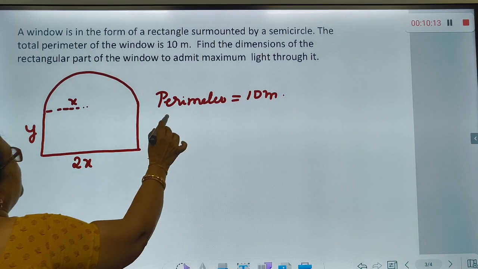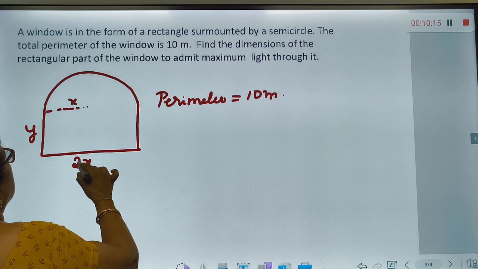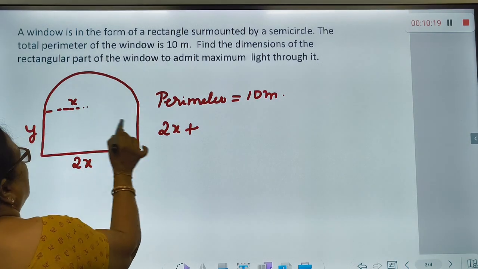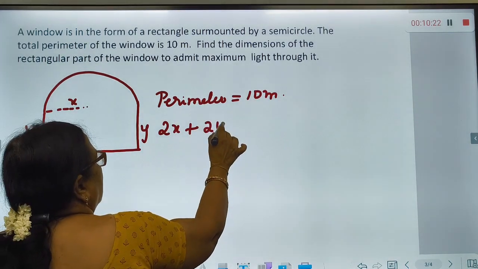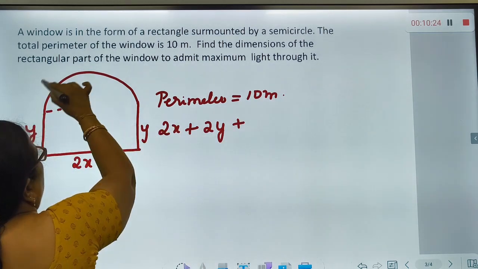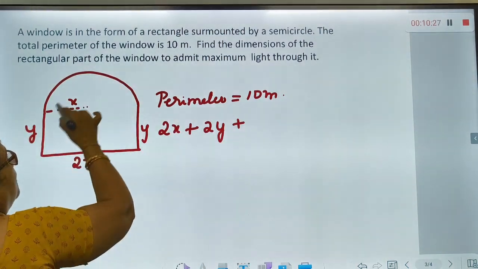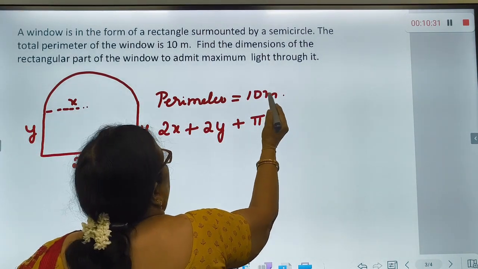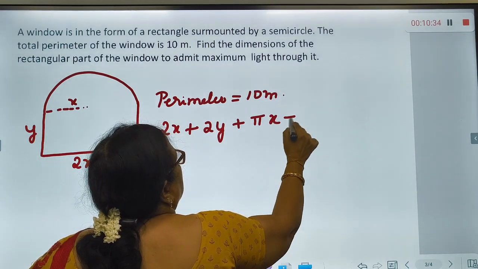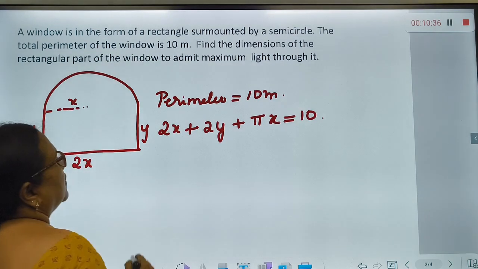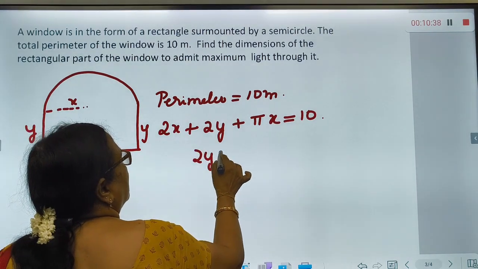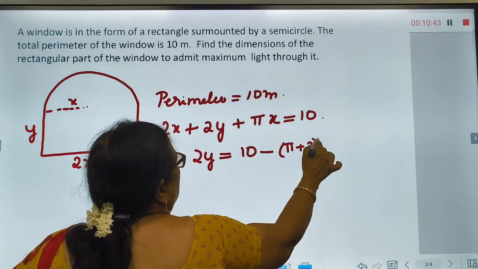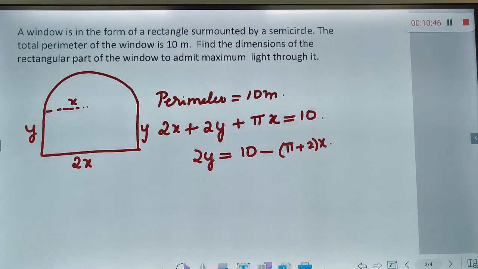Okay. So now what is the perimeter? This is 2x, this is 2x, plus y plus y, 2y, plus pi r. For a circle, the circumference is 2 pi r. For a semicircle, it will be pi r. R is what? X. So plus pi x equal to 10. Okay. So 2y equal to 10 minus pi plus 2 into x. So I have written y in terms of x.